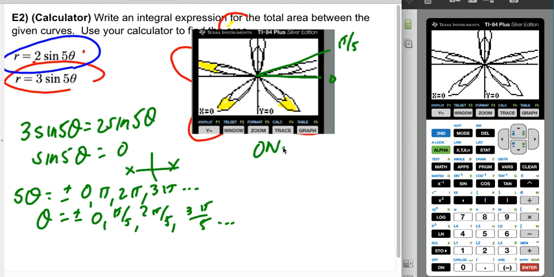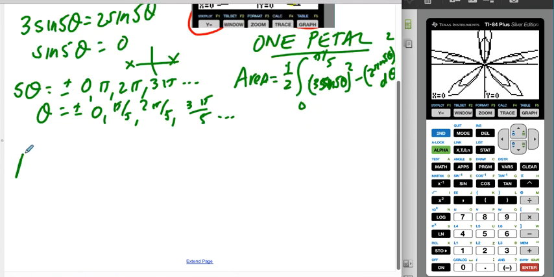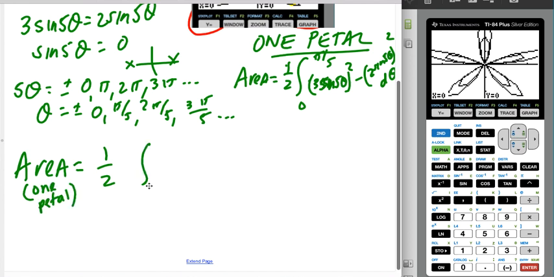So for one of these petals, I could say that the area is 1/2 the integral from 0 to pi over 5 of big R squared, so 3 sine of 5 theta squared, minus little r squared, which is 2 sine of 5 theta squared, with respect to theta, right? Let me do a slightly better job of writing that. So the area of one petal is 1/2 the integral from 0 to pi over 5. Sorry, a little bit sloppy up there.